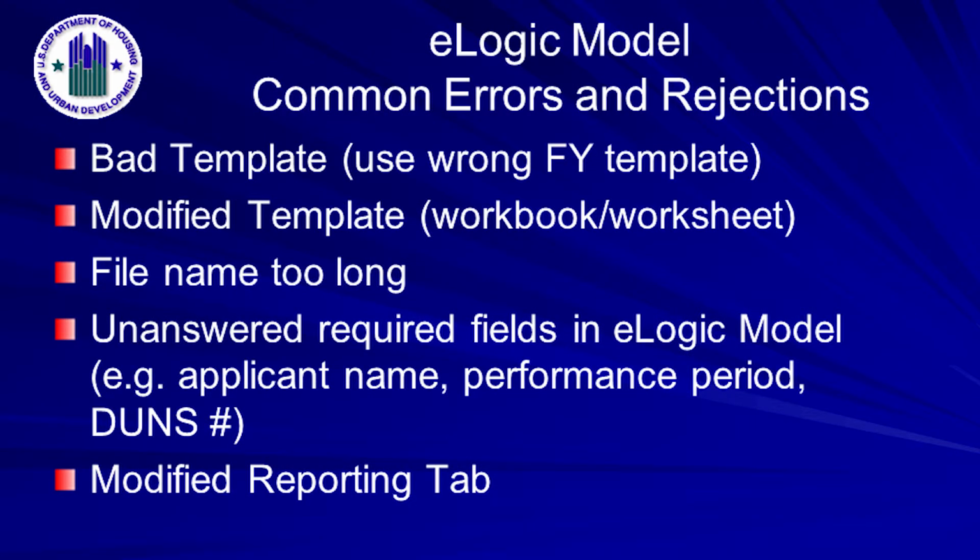Unanswered required fields in the eLogic model. The field office is responsible for reviewing all required fields in the eLogic model. That means there's data associated in the pre-column and post-column, the management questions are answered, and the Coversheet tab contains the applicant name and DUNS number, etc.